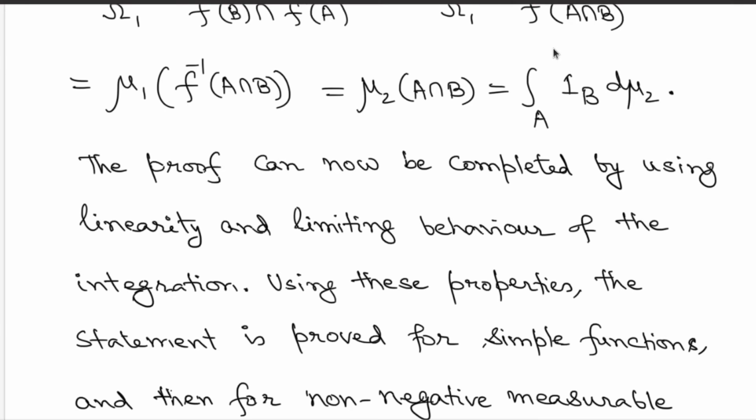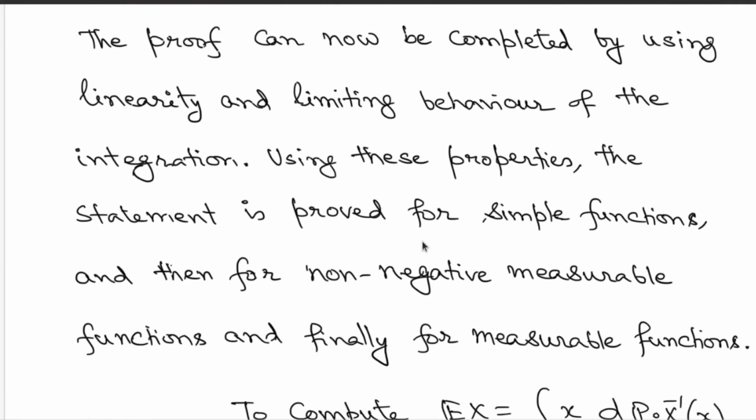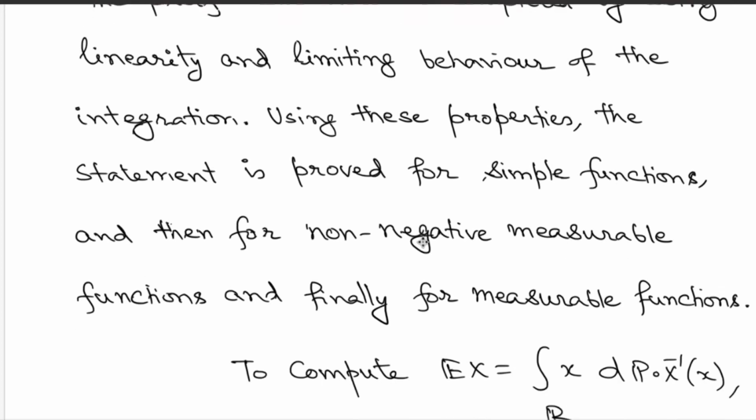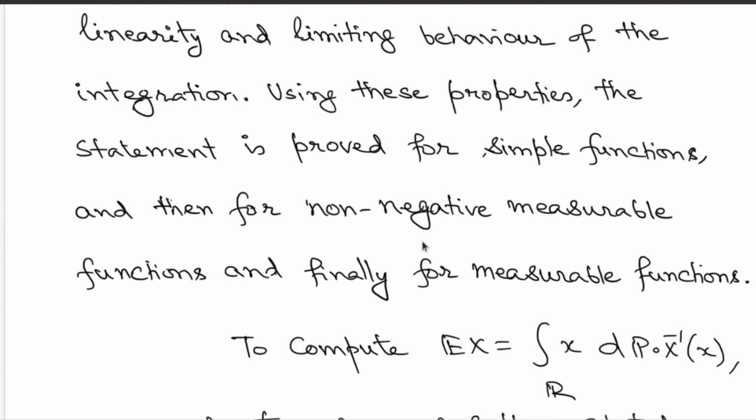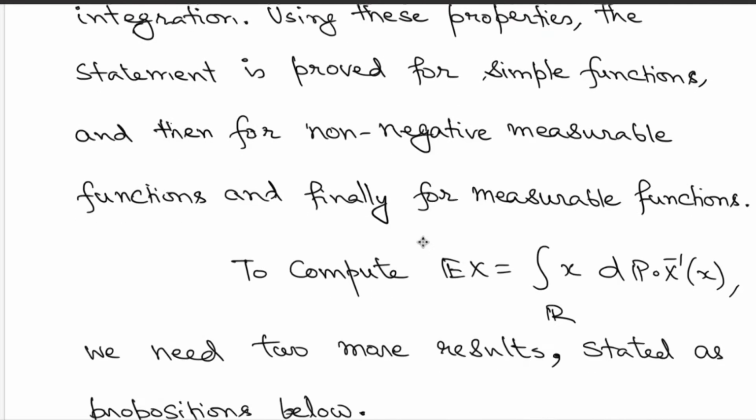Okay, now follow the standard approach. Use linearity and limiting behavior to extend it to any general measurable function, provided the integrations make sense. Alright, great. So that completes the proof for theorem 3, and this allows us to state this result, that change of variable or change of measure is possible when you are talking about this measure theoretic integration.